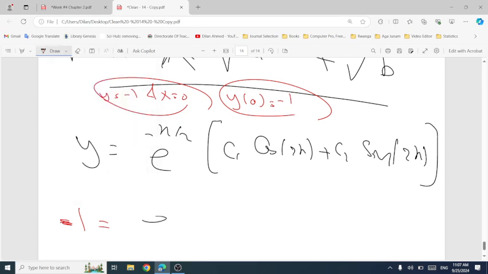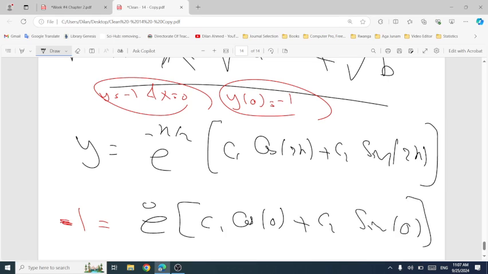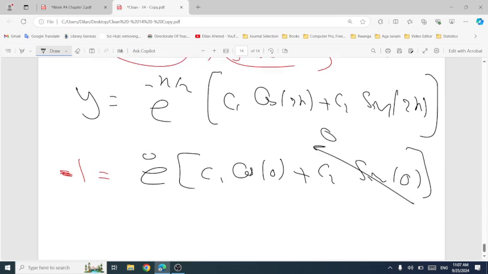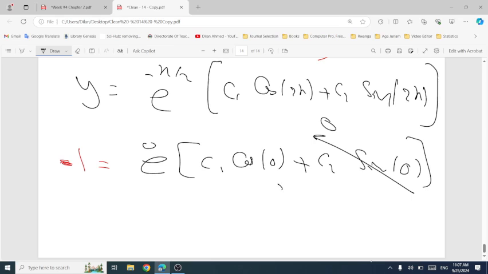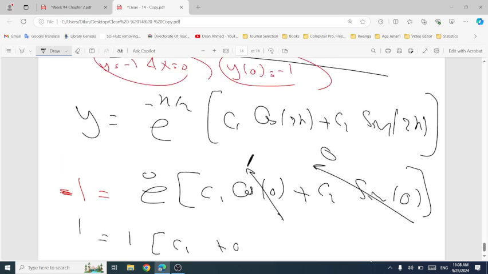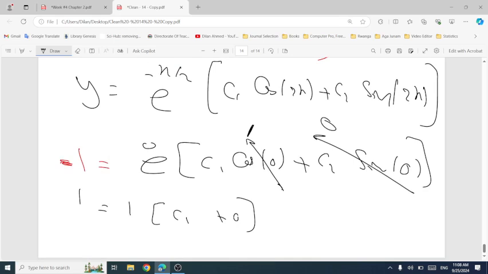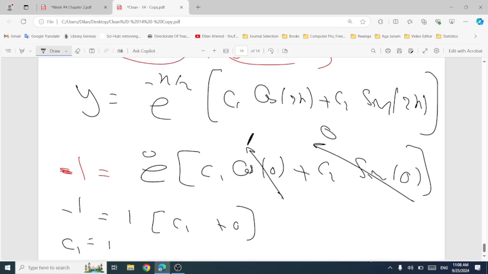Then for here, I say e to power 0, C1 cosine 0 plus C2 sine 0. I know sine of 0 equal to 0, that's why it will vanish the other one. And cosine of 0 equal to 1. Am I right? So I got what? Minus 1 equal to e to power 0, 1, C1 plus 0. Minus 1, you're right, thank you. So C1 equal to what? Hello?